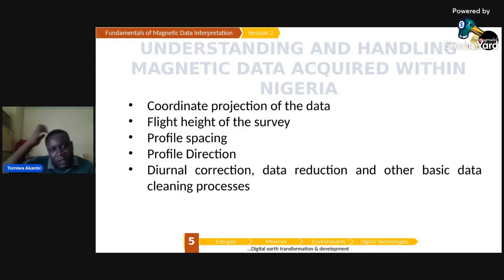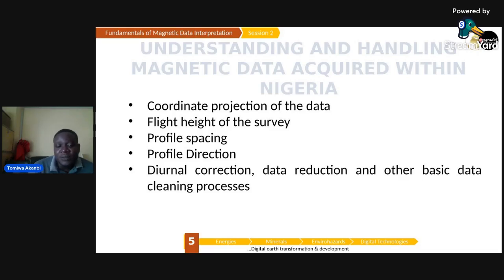All right, so understanding and handling magnetic data acquired within Nigeria requires you to understand some particular information about the data sets before you proceed into interpretation, because understanding all those key elements is going to help you to have a good interpretation. Now, first on the list is the coordinate projection of the data.